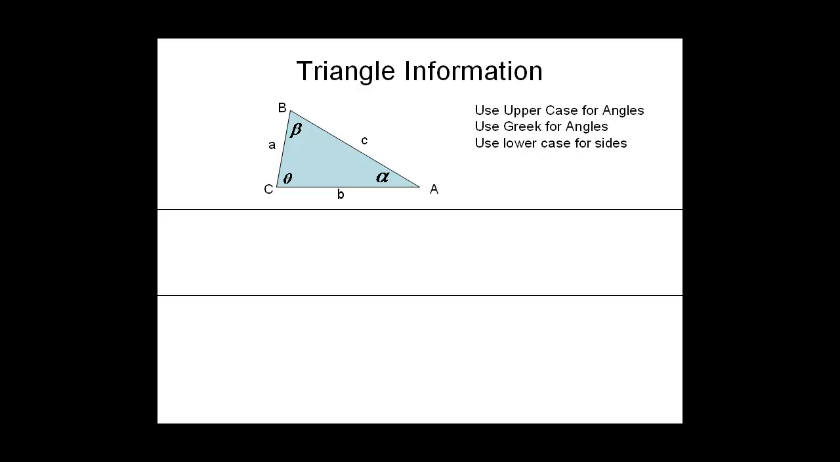So if you have side A, it's going to be opposite angle A. Angle B, side B. They're always opposite each other. And then C goes over here to C. So those match up.